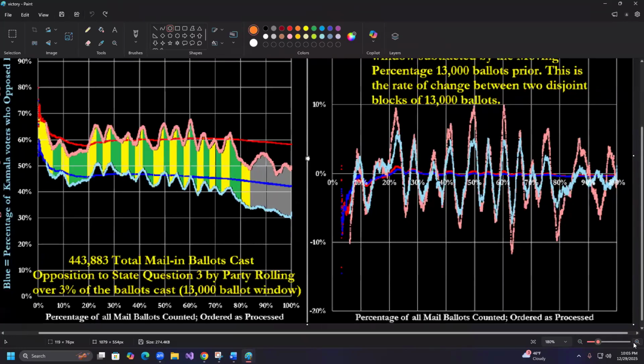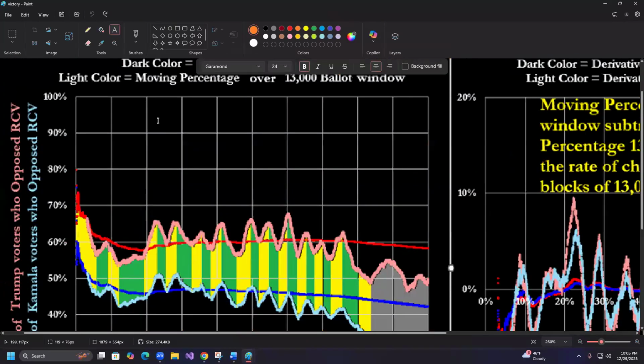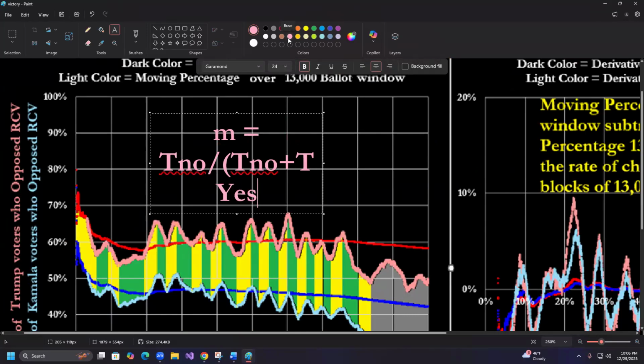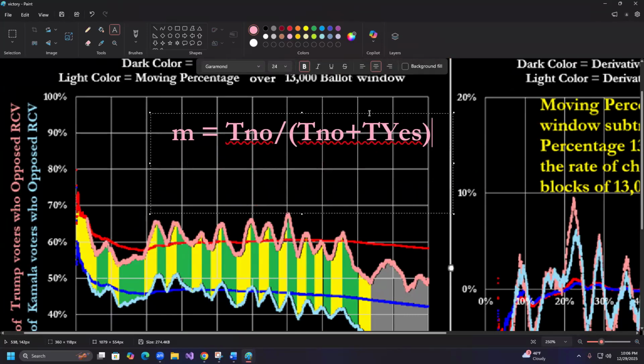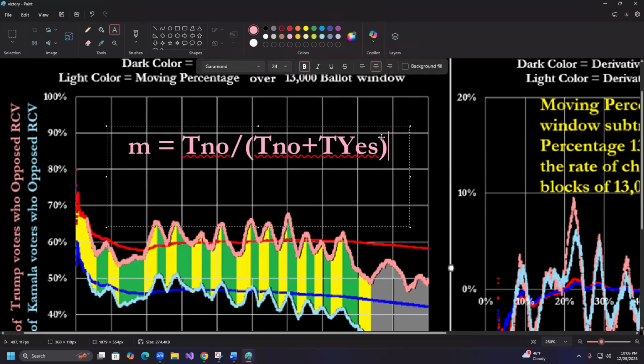The light red line is the percentage of Trump voters that were opposed. Light red, which I call M, is Trump and no. So I'm going to call that T-no divided by T-no plus T-yes. So it's the percentage of Trump voters that were opposed. The light blue line, N, is Kamala no over Kamala no plus Kamala yes. So it's what percentage of Kamala voters were opposed to this proposition.